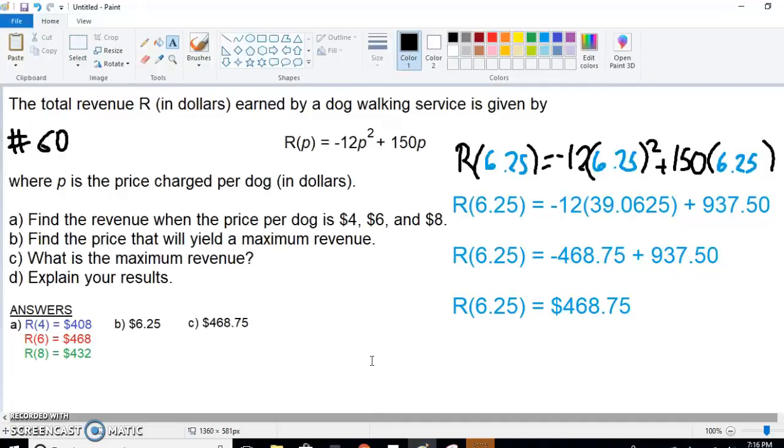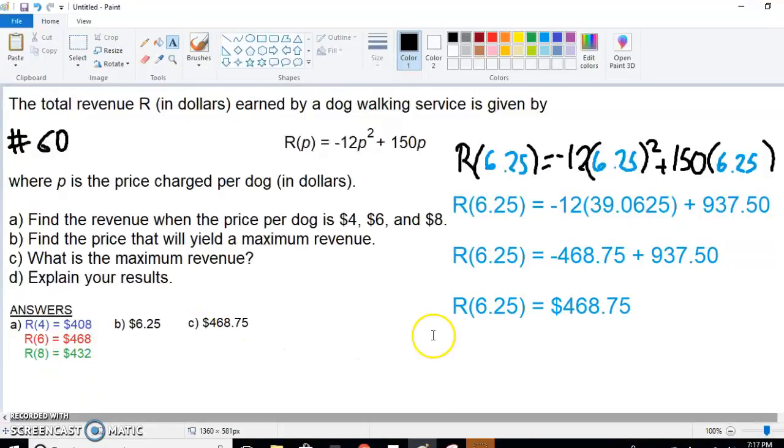Part D asks to explain your results, so of course answers could vary for this. One explanation though for our results would be finding the happy medium for a price is going to create the most revenue. Because if you take a look at part A, when our price was too low, we made the least amount of money. If it was too high, maybe people weren't wanting to use this service. But if it's right in the middle, that means we're still making a good amount of money, yet people are still wanting to use this dog walking service.